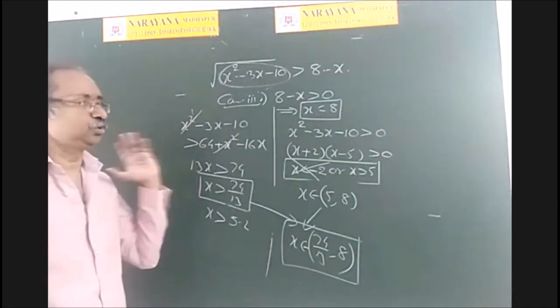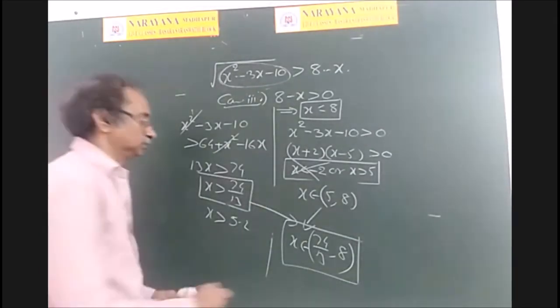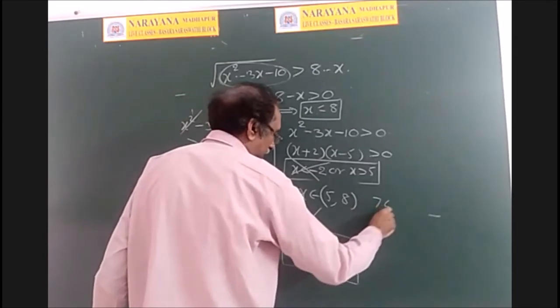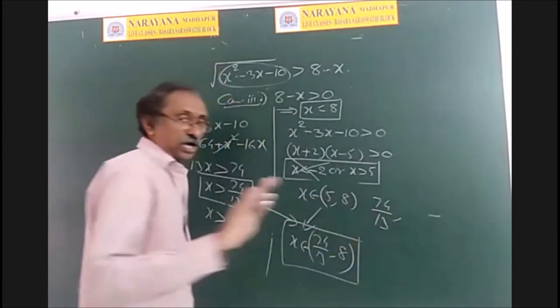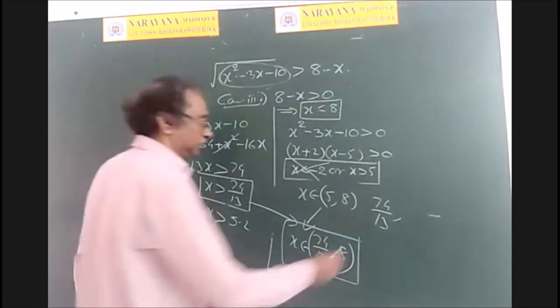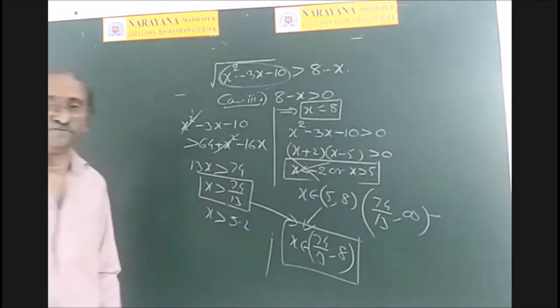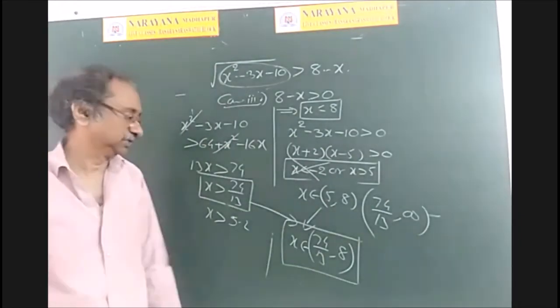And what are the solutions in case 1 and case 2? 8 and 8 to infinity. So finally, for the answer, you should not take the intersection or common values for all these cases. Union you have to take. So 74 by 13 to 8, union 8 to infinity. Right? So this is the final answer.